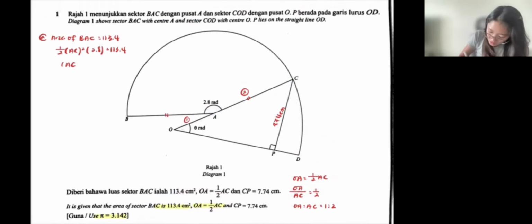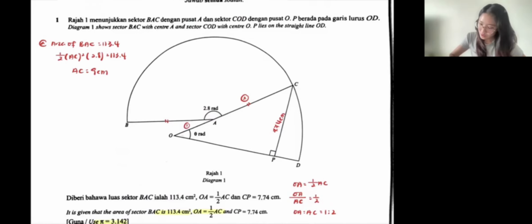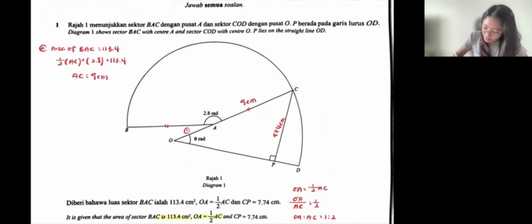So AC squared equals, you can just use your calculator: move everything over, divide by 2.8 and 1 over 2, then square root the answer. You'll be getting 9 cm for AC. If AC is 9 cm, then BA will also be 9 cm. And this is 2 parts, just now I said, so 1 part will be half of 9, which is 4.5 cm.